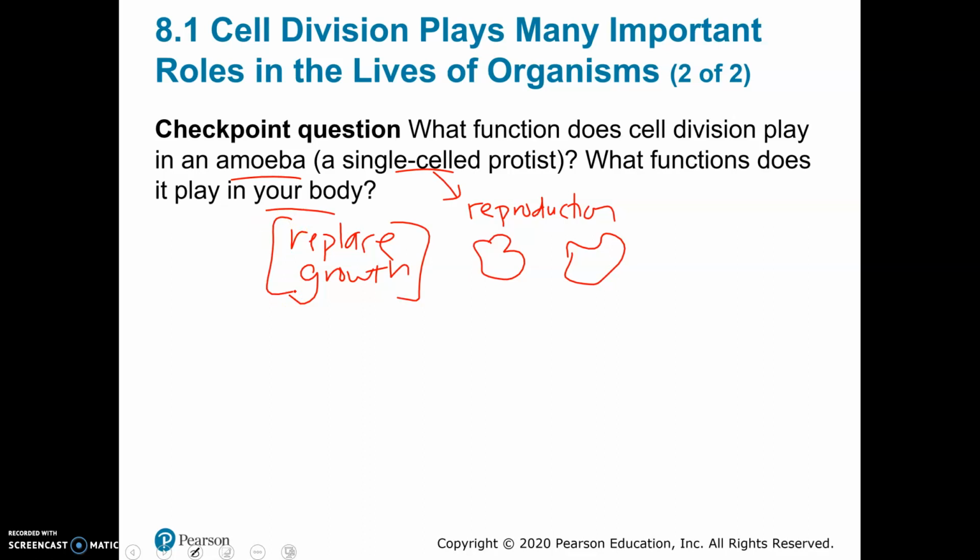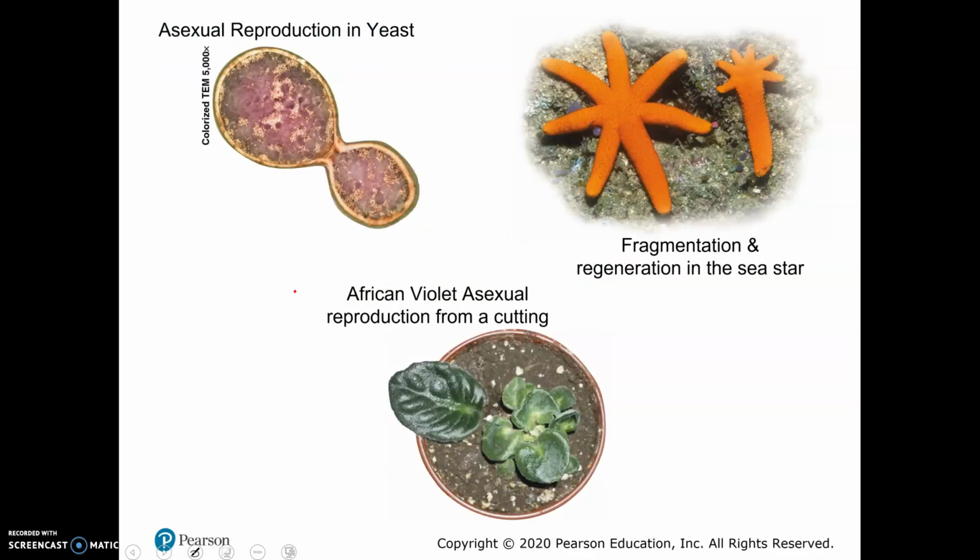The cells in our body on a normal basis are not reproducing to make new people, but to replace cells that die and allow us to grow. This is just showing some examples of asexual reproduction. So in yeast, this is just a simple division. In a sea star, fragmentation: if you cut off one of its legs, that leg will actually grow into a new sea star.